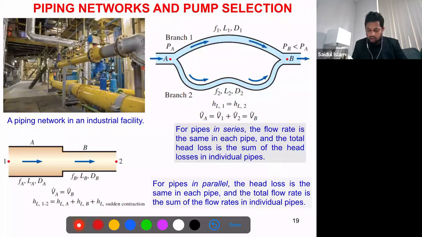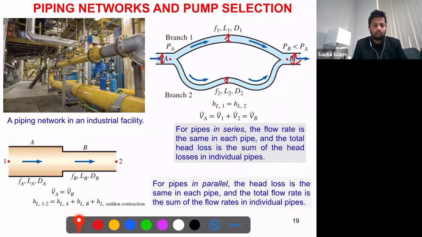And the other thing is the diameter. Here, this diameter and this diameter are still different, but the inlet diameter and the outlet diameter are the same. So according to the fluid mechanics principle, when we have a piping network like this in series, what will happen? The flow rate will be the same in each pipe. And the total head loss will be the sum of the head losses for the individual pipes. So the flow rate here will be the same, and the total head loss will be the head loss for this pipe, this pipe, this pipe. You just need to make a summation.